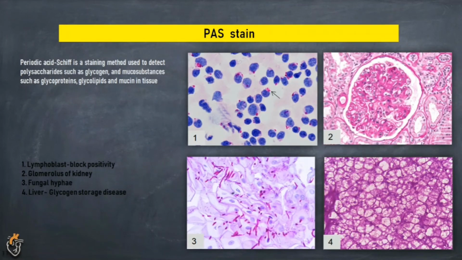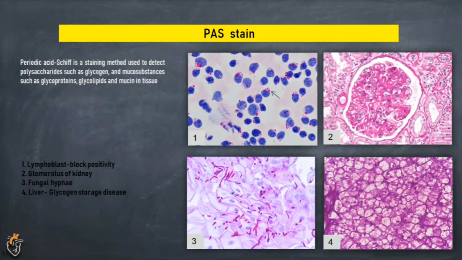Now we want to discuss some special stains in detail. First of all, the PAS stain. PAS stands for periodic acid Schiff. It is a staining method used to detect polysaccharides such as glycogen and mucosubstances such as glycoprotein, glycolipid, and mucin in tissue.